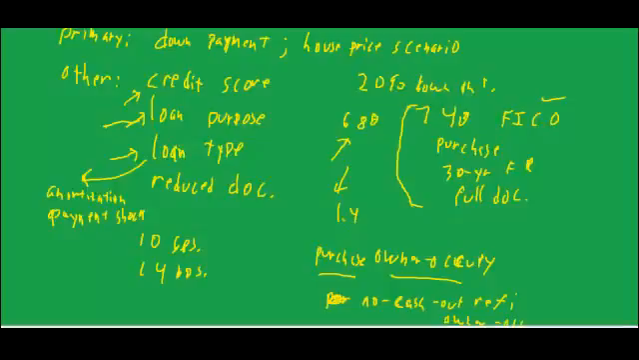And finally, reduced documentation means that the borrower is not necessarily proving that they've got the income that they're stating on their application. They're not necessarily proving that they have the assets stated in their application. They're not necessarily proving that they have the employer that they claim to be working for on their application. So reduced documentation has some risk that the quality of the borrower is less than what you anticipate.